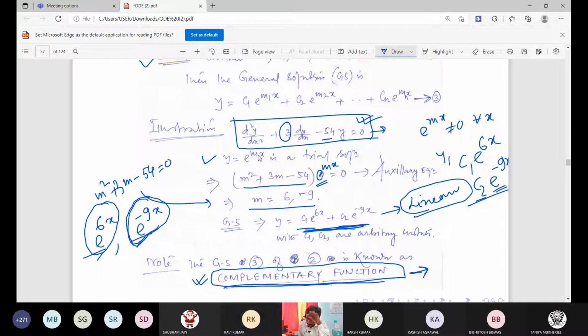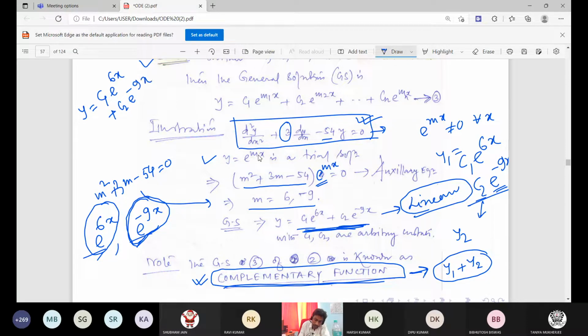One is y1, let's say C1 into e to the power 6x. Another one is y2, C2 e to the power minus 9x. Why are we adding these two solutions, and why are we considering constants? To make the general solution. So you start with y equals C1 e to the power 6x plus C2 e to the power minus 9x.